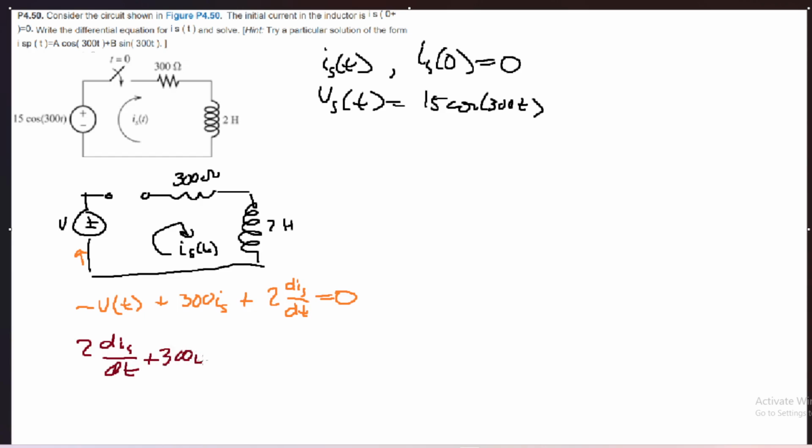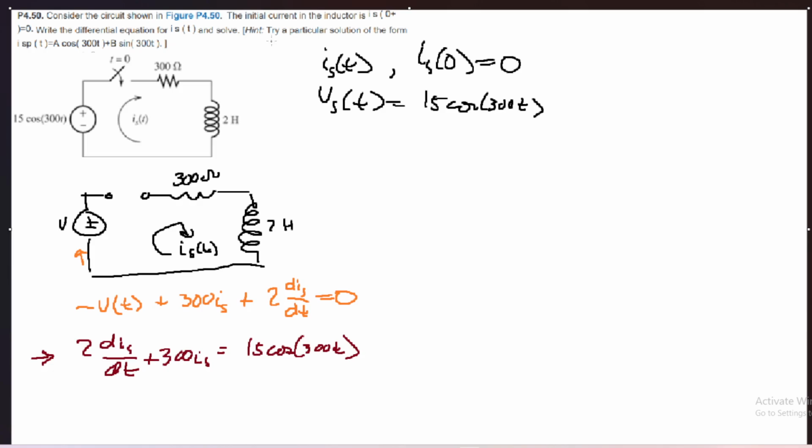So we can sub in v of t and find that 2 dis over dt plus 300 Is is equal to 15 cosine 300t. So this is our starting point, and our goal is to solve for Is.